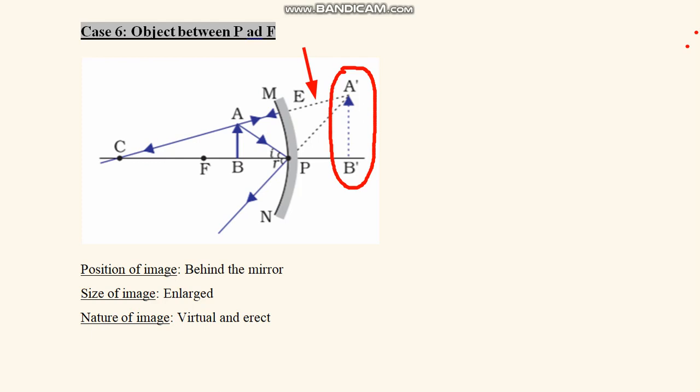So here the image is formed behind the mirror. Image is enlarged and now the image is virtual and erect since the rays are not actually meeting at the point. And also you see here, whenever the image is virtual in case of a mirror, it is always formed behind the mirror. A virtual image always forms behind the mirror.